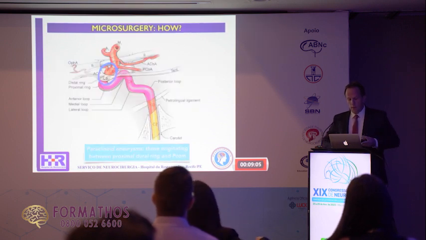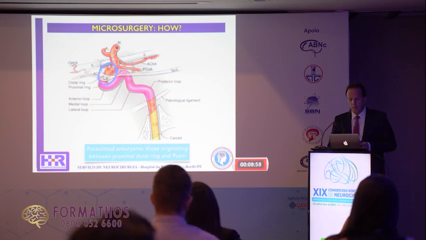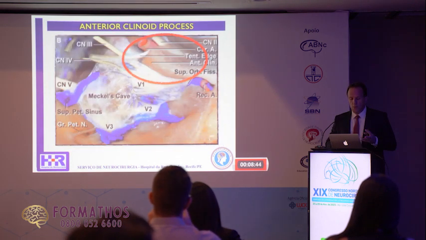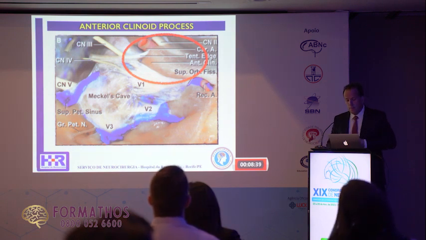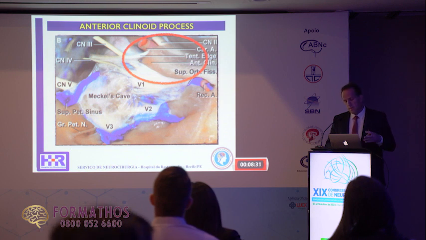Well, what are these paraclinoid aneurysms? Those that originate between the proximal dural ring and the origin of the posterior communicating artery. Of course, it is extremely important to know the anatomy of the anterior clinoid process and also how to perform the anterior clinoidectomy, and not only the anterior clinoidectomy, but also the dissection of the dural rings, especially the distal dural ring. It is very important, especially in those medially projecting aneurysms.